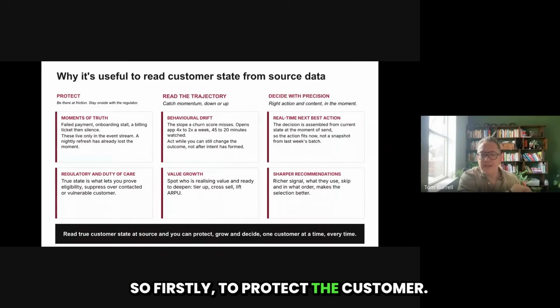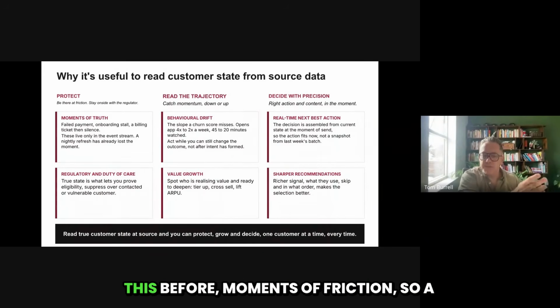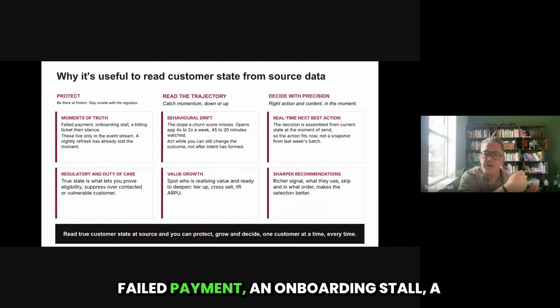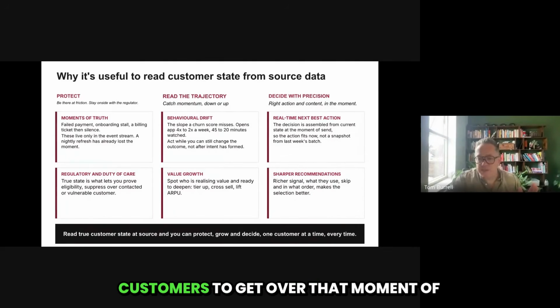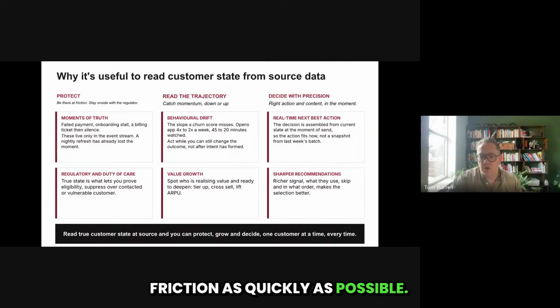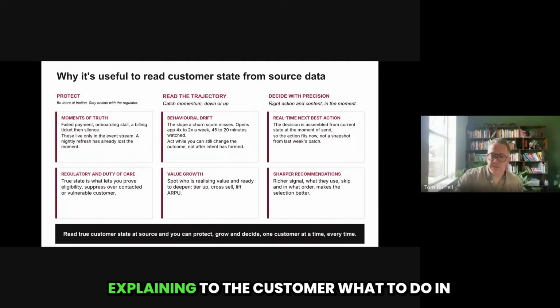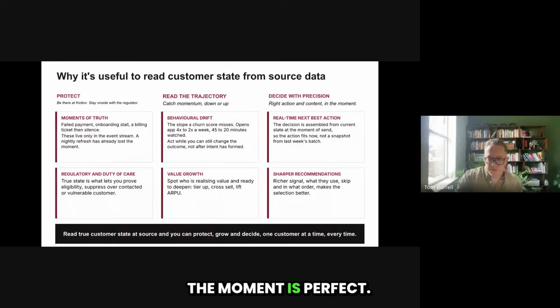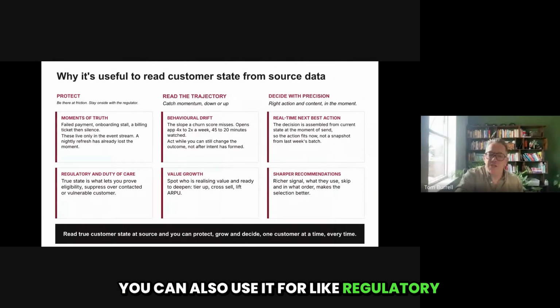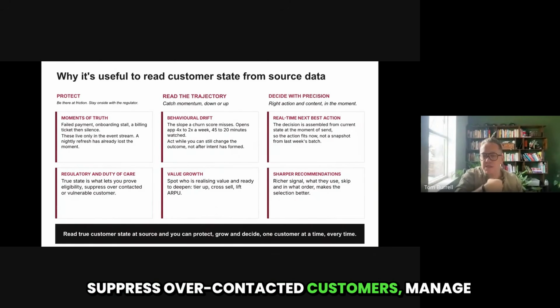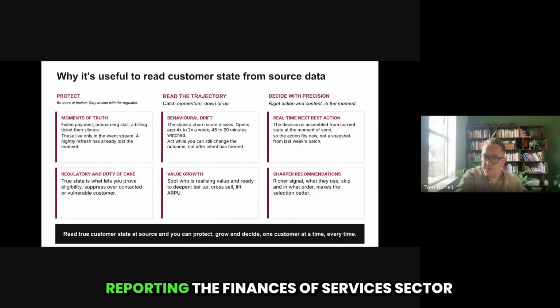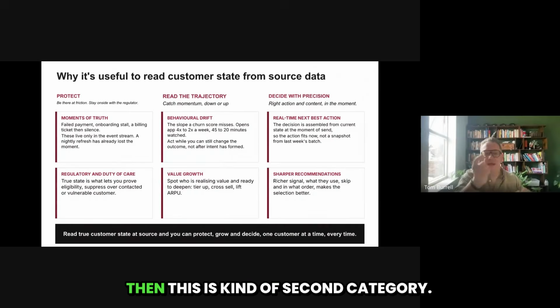Firstly, to protect the customer. At moments of truth, and I talked about this before, moments of friction, like a failed payment, an onboarding stall, a billing ticket, or some product friction, you want to help customers get over that moment of friction as quickly as possible. And that moment, triggered in that pop-up, explaining to the customer what to do in the moment is perfect. That does not work as a send. You can also use it for regulatory duty of care, and this is particularly important in gaming. So it lets you improve eligibility, suppress over-contacted customers, manage vulnerable customers, and also improve reporting in the finance or services sector. Then there's a second category.